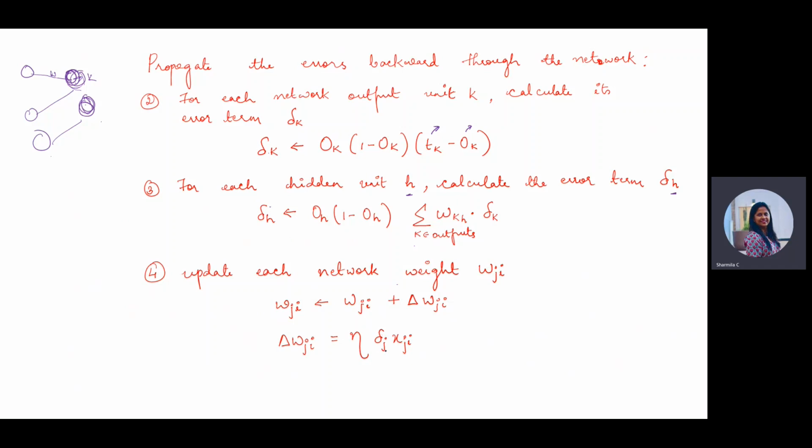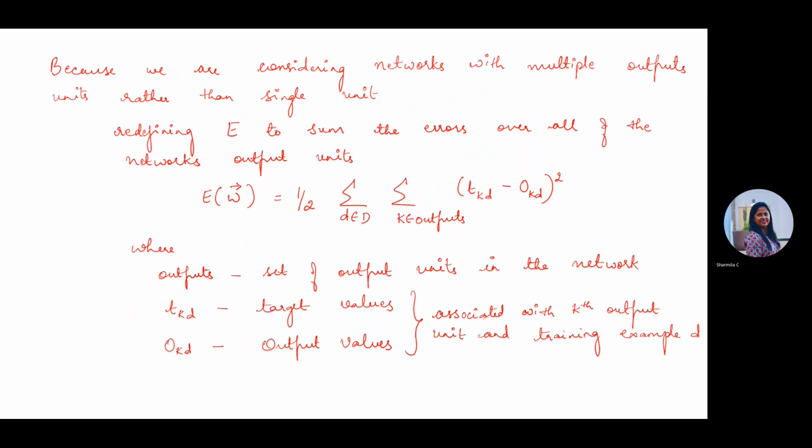So when we are updating the weights at the hidden layer, we need to use the nodes or the neurons at the hidden layer. So delta W_ji equals the learning rate into delta j into x_ji. This x_ji is the actual input. So this is the step that we need to use.